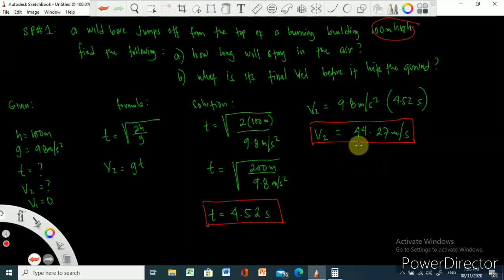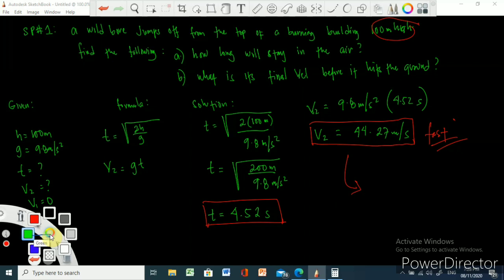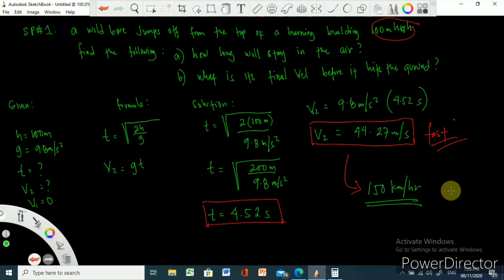Okay? So what's the idea here? So 44 meter per second is really fast. Sobrang bilis nito. Kasi yung 60 km per hour, which is usually the speed limit, 60 km per hour is around 21 meter per second. Ito 44 meter per second, siguro this would be around 150 km per hour. So sobrang bilis niyan, di ba? The wild boar will not survive the fall.